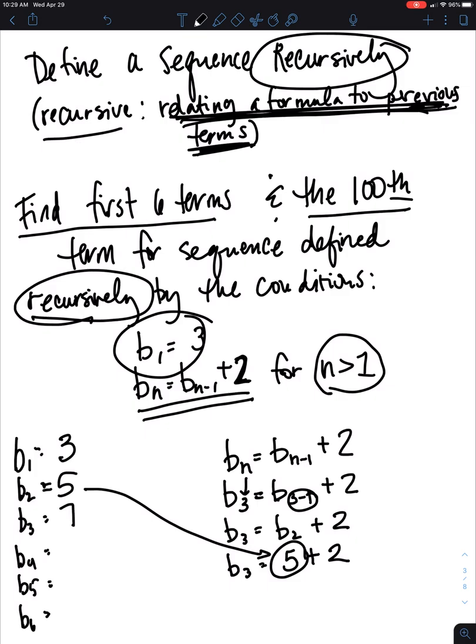So that was the previous term. Okay? And I'm guessing you could probably see the pattern here. What are we doing every time? We're adding 2. So this is going to be 9, this is going to be 11, and this is going to be 13.